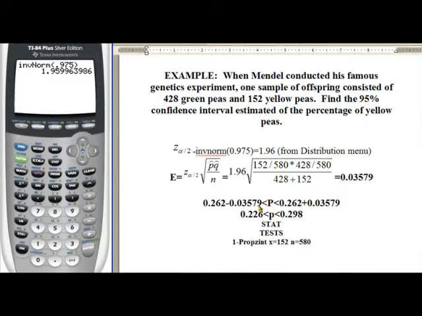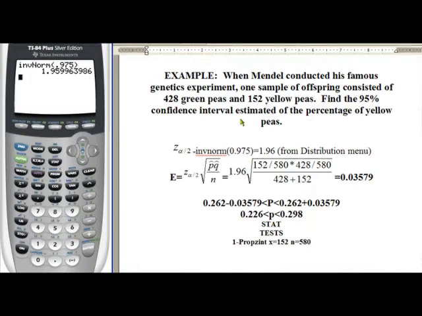Then you're going to put that in your estimate. They are asking for the yellow peas, so it's going to be 152 divided by the total, and that is this number, 0.262. And then you have to subtract the margin of error, and you have to add the margin of error, which will give you this number, 0.226 and 0.298.